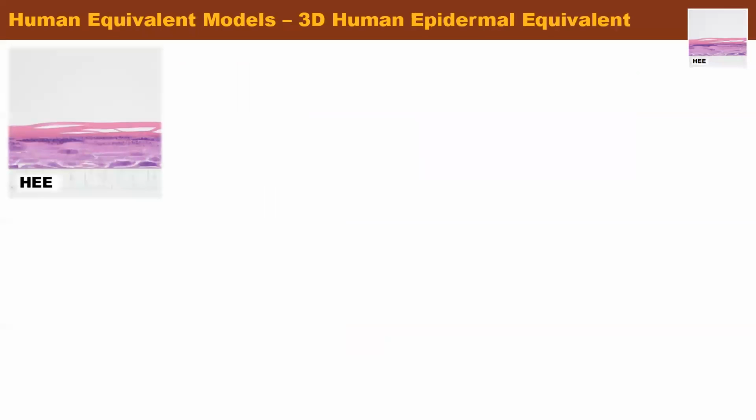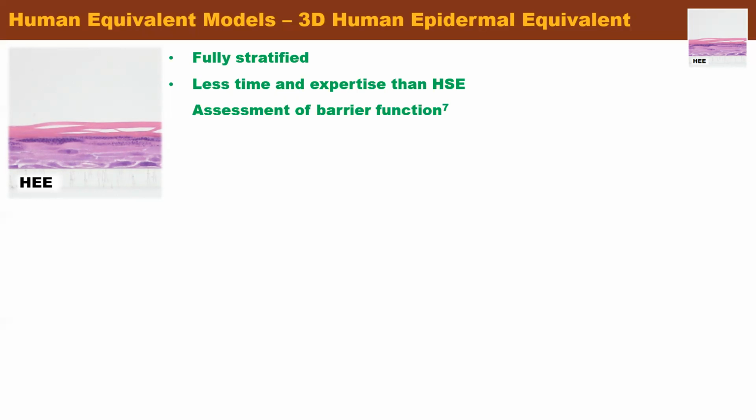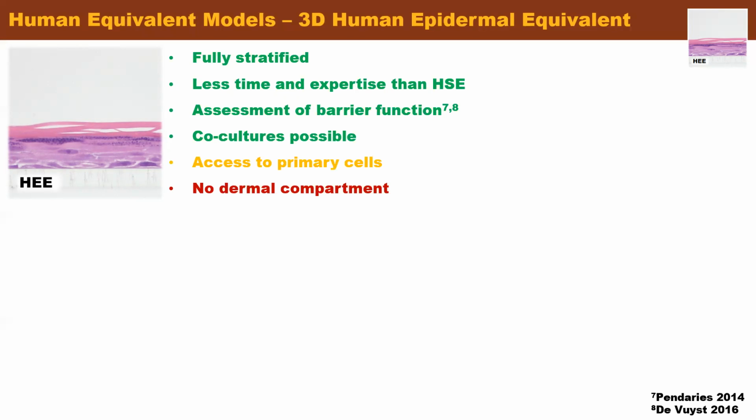We now turn to a less complex model, the 3D human epidermal equivalent, comprised of primary keratinocytes grown in a transwell system. These are also fully stratified, but take less time and expertise than 3D human skin equivalents. You can assess barrier function using a couple of different methods in this model, and co-cultures are possible. But we must remember that there is no dermal compartment in the 3D human epidermal equivalent.